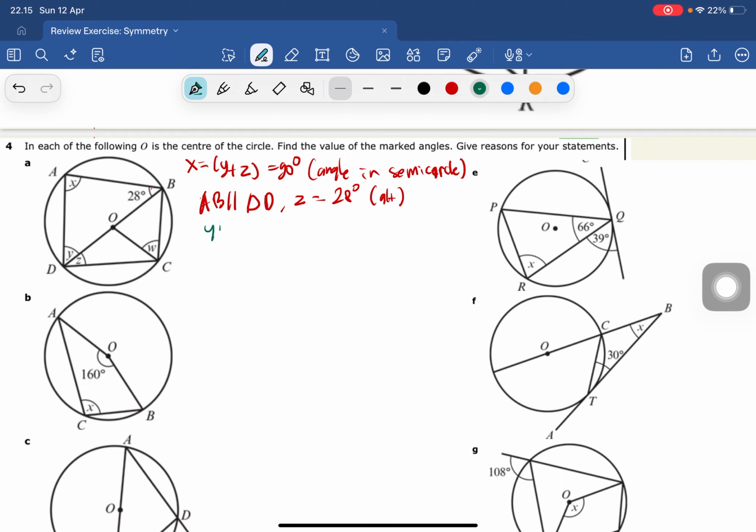So Y plus Z equal to 90 degree. So if Z equal to 28, so Y equal to 90 minus by 28. So here is gonna be 62 degree. So it is 62 degree, here is 28 degree. Okay, next. Okay, we got Y. Y is 62 degree.